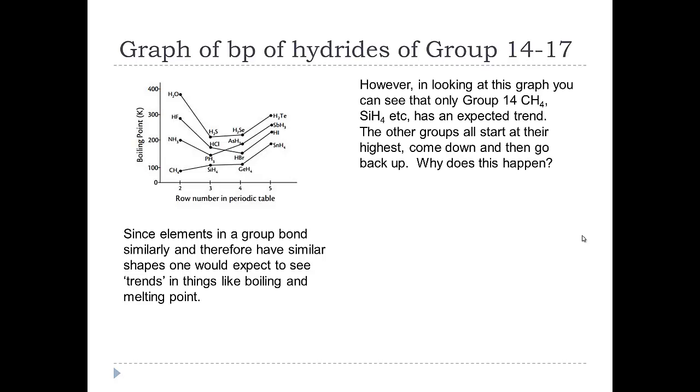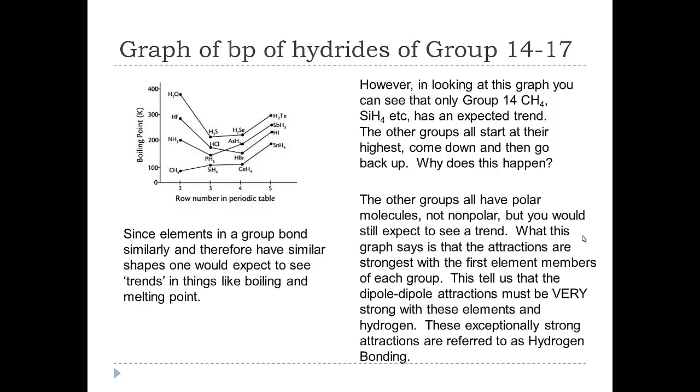However, in looking at this graph, you can see that only group 14, the CH4, SiH4, has an expected trend. It kind of slowly increases. The other groups all start at their highest and then come down and then go back up. So why does that happen? The other groups all have polar molecules. So group 14 is the only one with nonpolar shape. The rest of them are all polar.